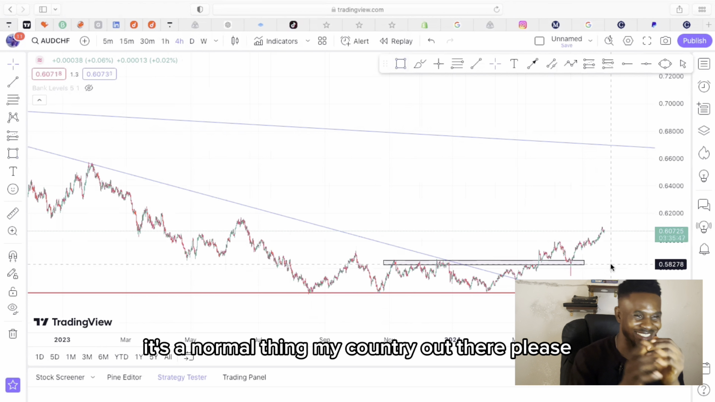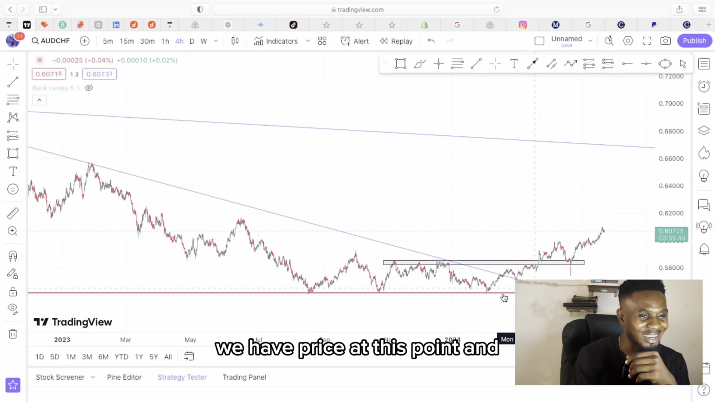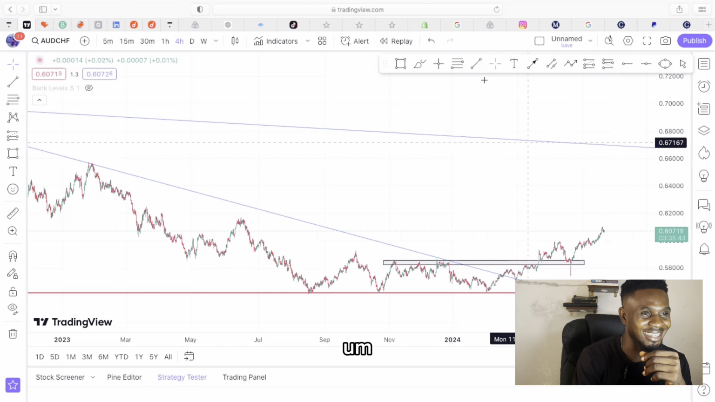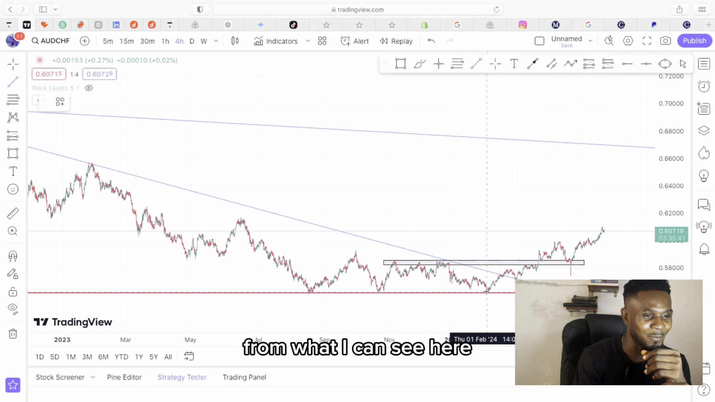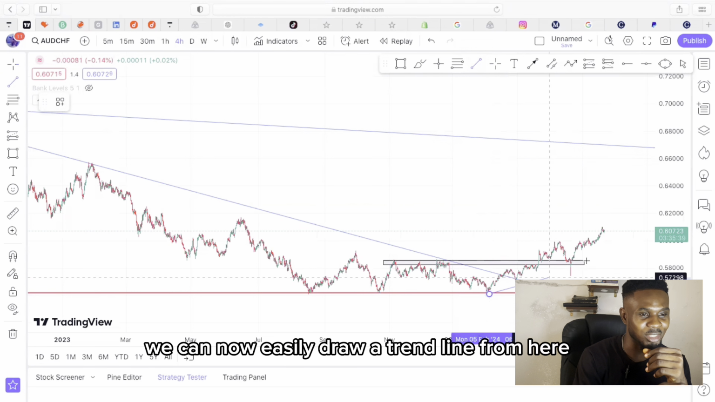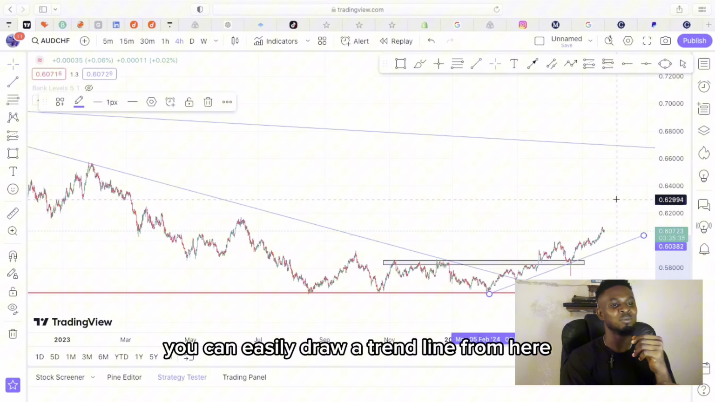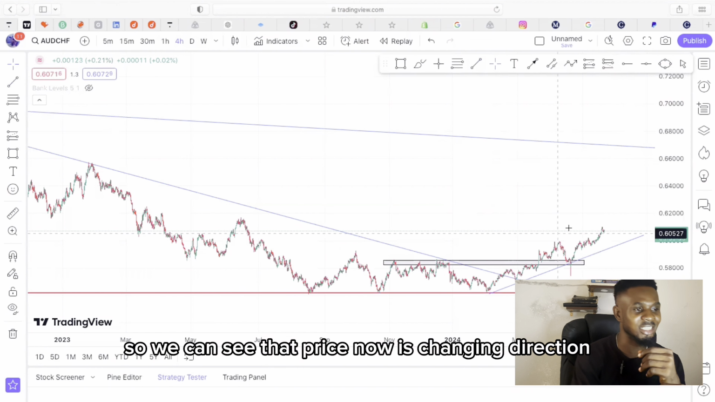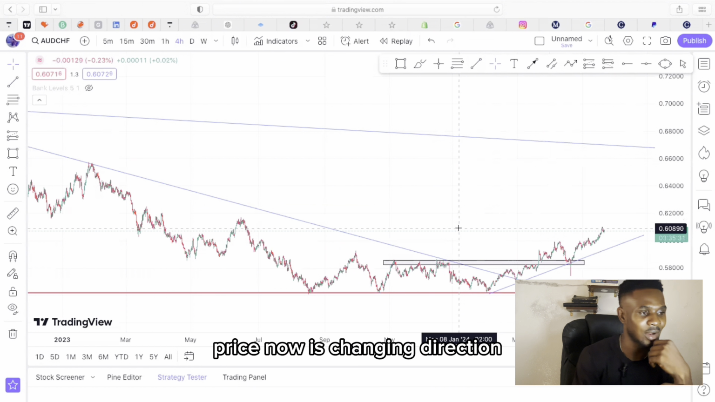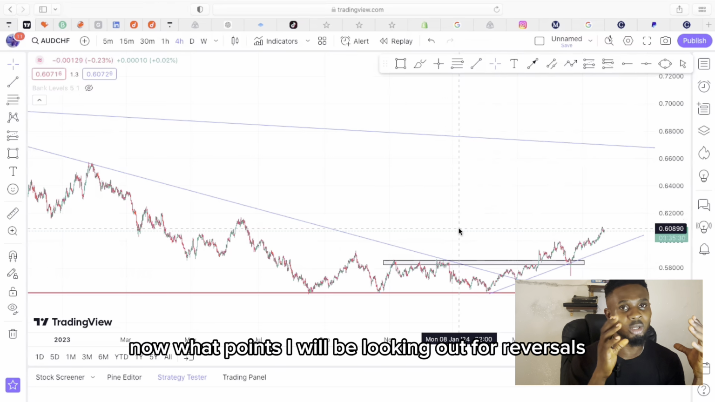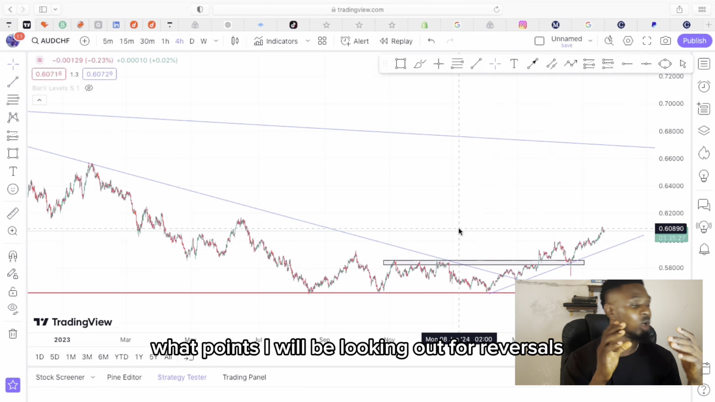So we have price at this point, and from what I can see here, we can now easily draw a trend line from here. So we can see that price now is changing direction. So now, what points are we going to be looking out for reversals?